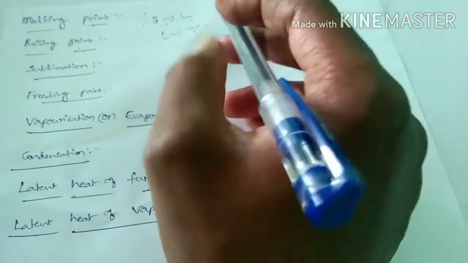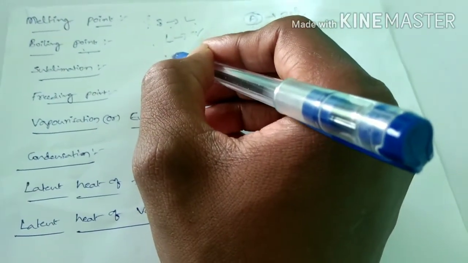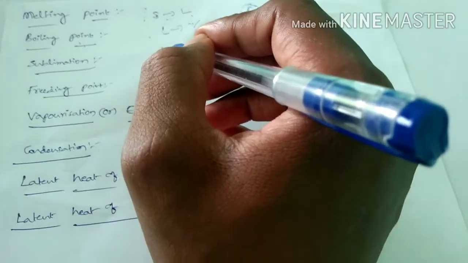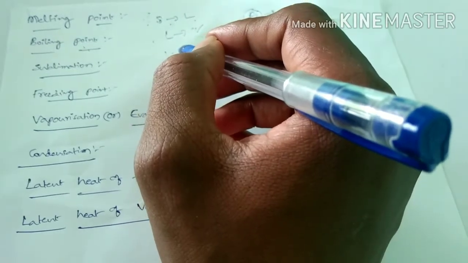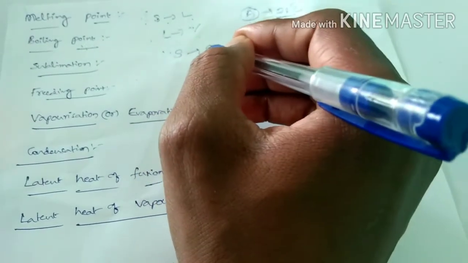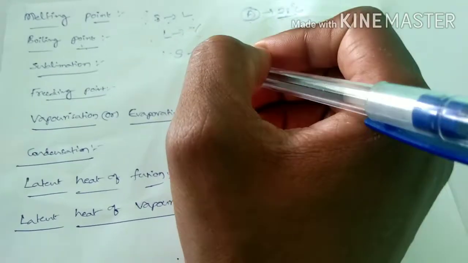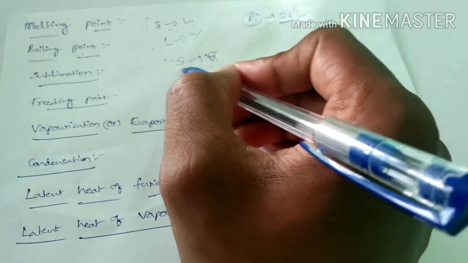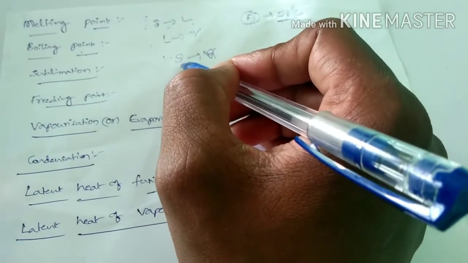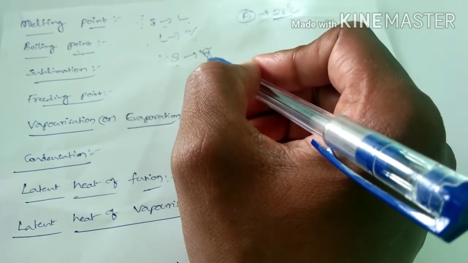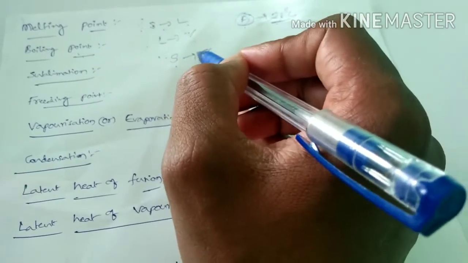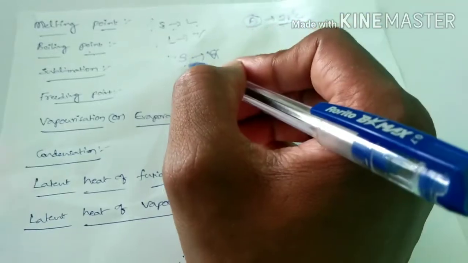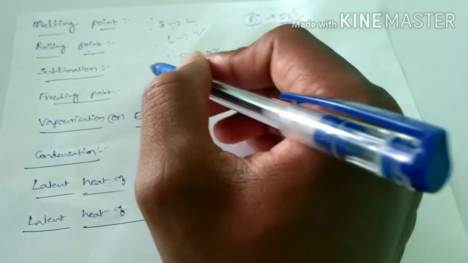Next, sublimation. Sublimation means that the process here, that is not a temperature. The process in which solid is directly converted into vapor without converted into liquid state. I repeat once again. The temperature at which solid is directly converted into vapor without converting into liquid state is called sublimation process. That temperature is called sublimation temperature. So that is the definition regarding sublimation.